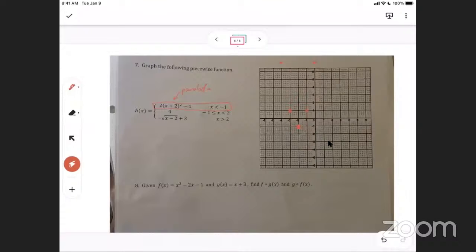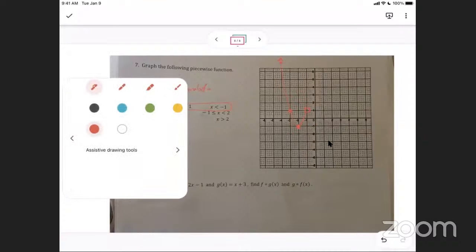So I'm going to go back and erase that point up there, 0, 8. That was not necessary. And this point, -1, 1, I'm going to make it an open circle. You understand why? Yeah, because it's not equal to. Perfect. And then I'm going to draw in my parabola, but I'm stopping it at that open circle, because that's where it stops.